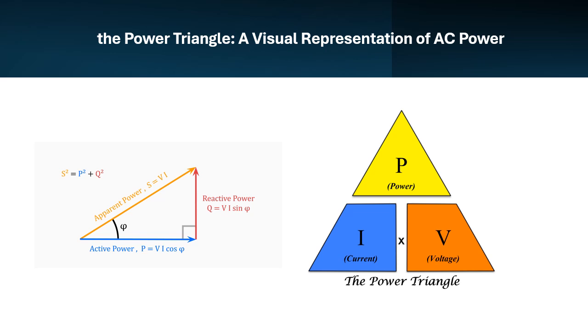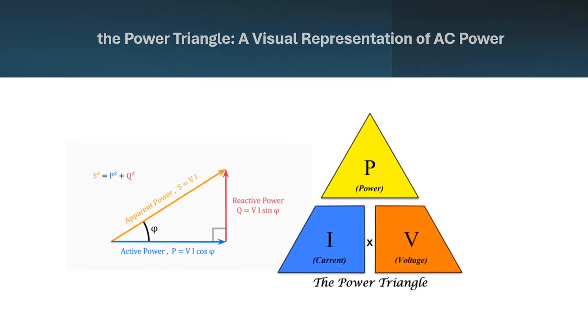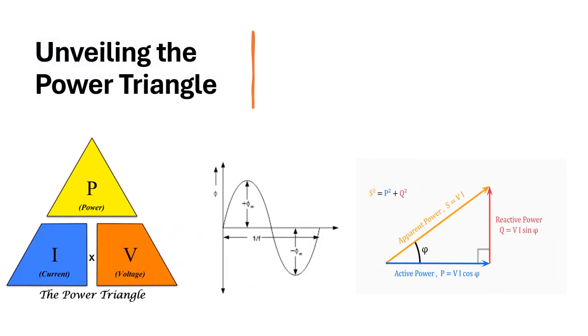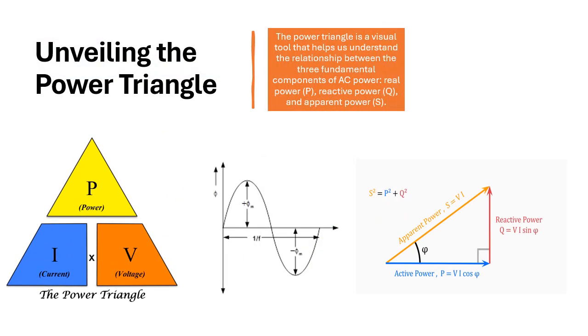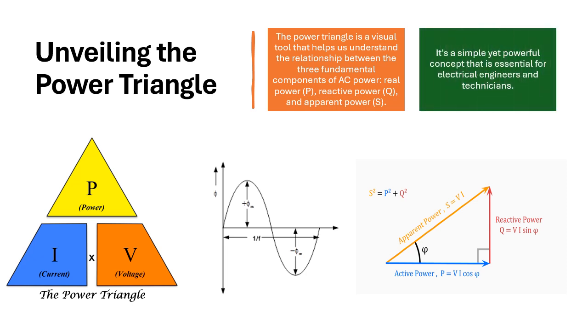The power triangle, a visual representation of AC power. Unveiling the power triangle. The power triangle is a visual tool that helps us understand the relationship between the three fundamental components of AC power: real power, P, reactive power, Q, and apparent power, S. It's a simple yet powerful concept that is essential for electrical engineers and technicians.